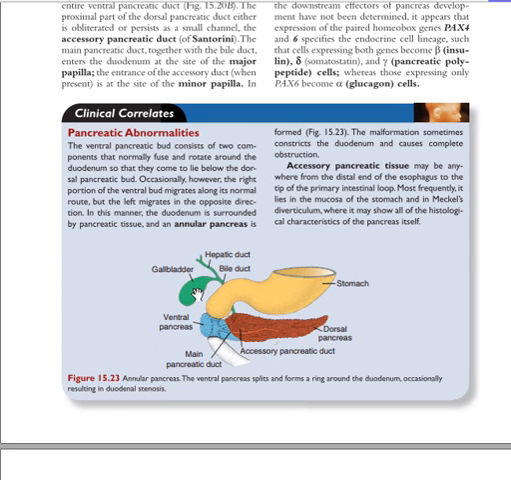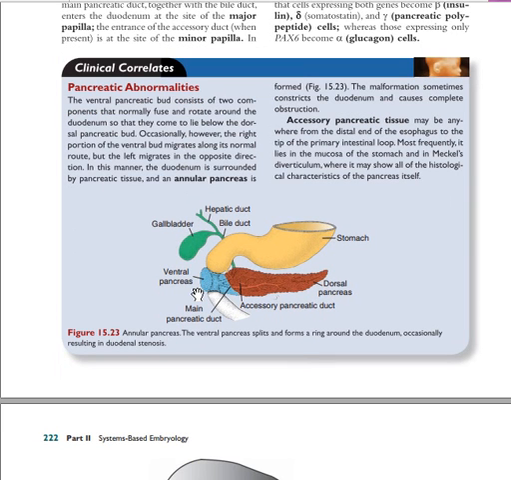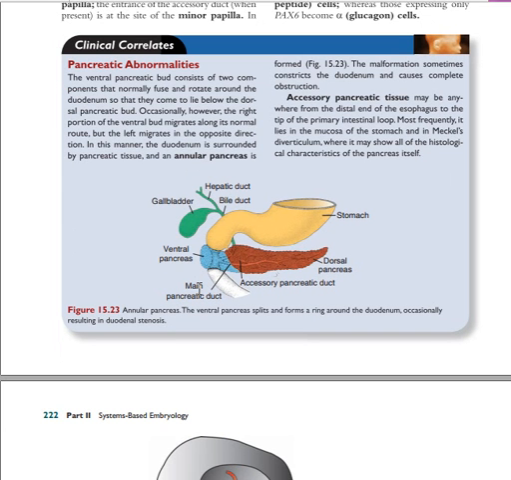An annular pancreas is one that is going to be enclosing the duodenum. Is it clear? So that's not normal. So it's going to produce an annular pancreas. Now, accessory pancreatic tissue may be anywhere from the distal end of the esophagus to the tips of the primary intestinal loop.